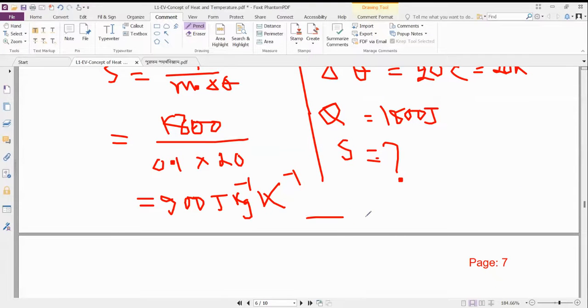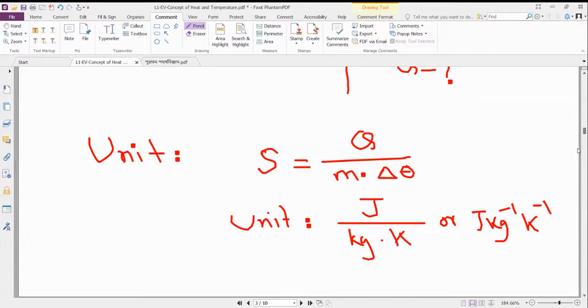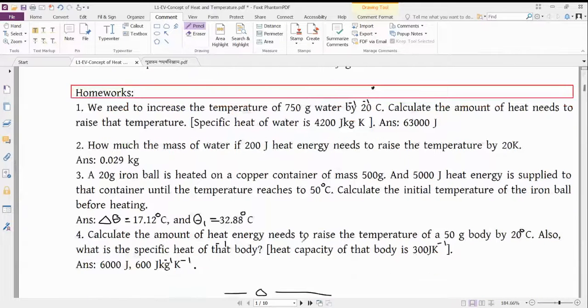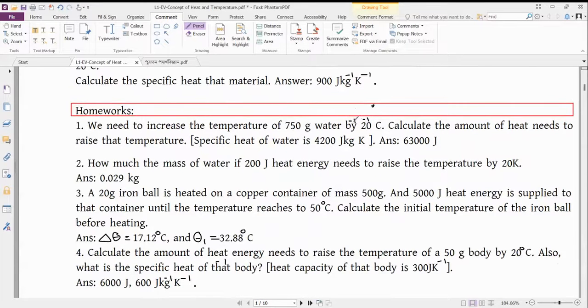This is the end of this lecture. Before finishing this lecture, I'm going to show the homework to practice yourself. Number one, we need to increase the temperature of 750 gram of water by 20 degrees Celsius. Calculate the amount of heat needed to raise the temperature. The specific heat of water is 4200 joule per kg per Kelvin.